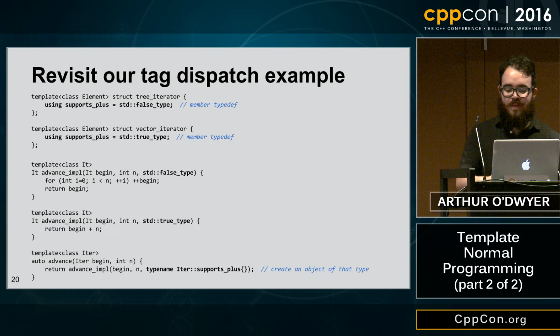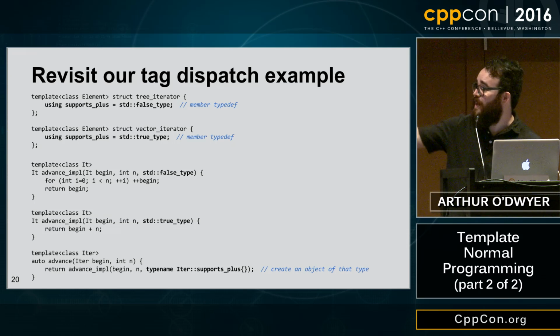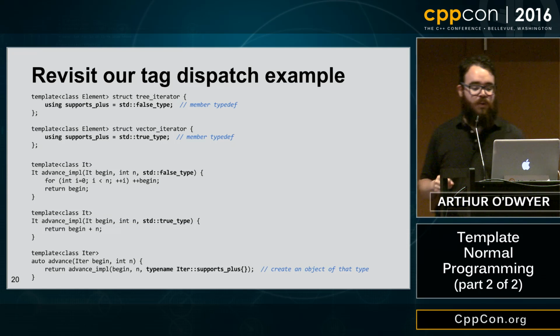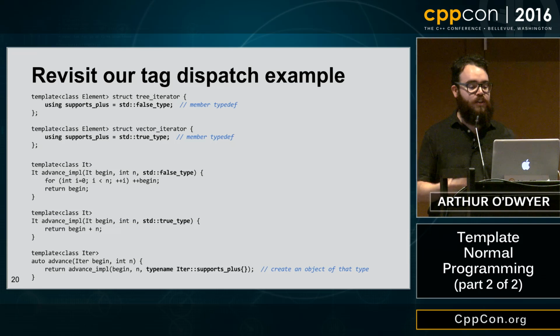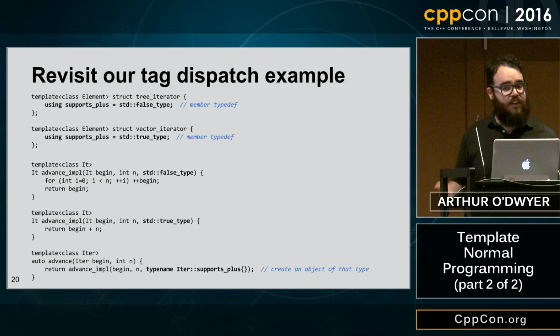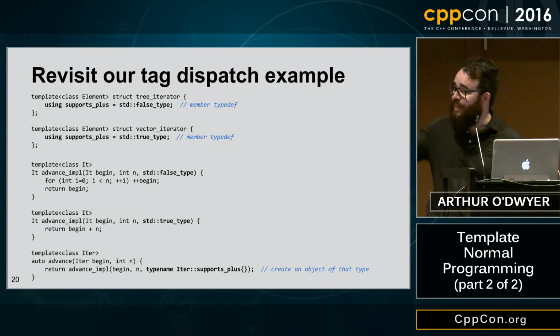All right. So let's go back to a tag dispatch example. We see now why we have the typename down there, because if we didn't, it would assume, because iter is a template parameter, iter::supports_plus is probably a variable. And that's why my original example where it was a variable worked out great. As soon as I make it a typename instead, well, now I need to tell it explicitly when it parses this template, hey, this is a typename coming up. Otherwise, I get a syntax error.